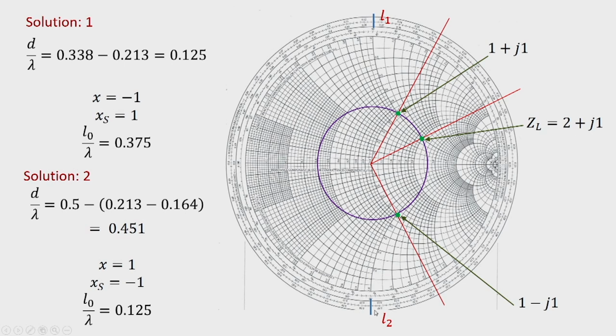So, this completes our solution. We have found out the lengths of the stub, we have found out the location of the stub, and from our analytical calculation we find that these values agree with the Smith chart calculated values.